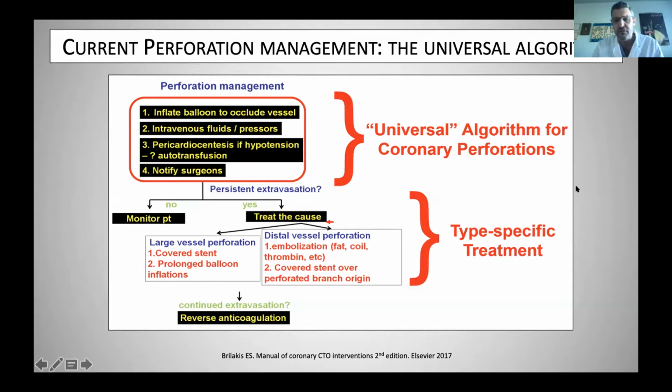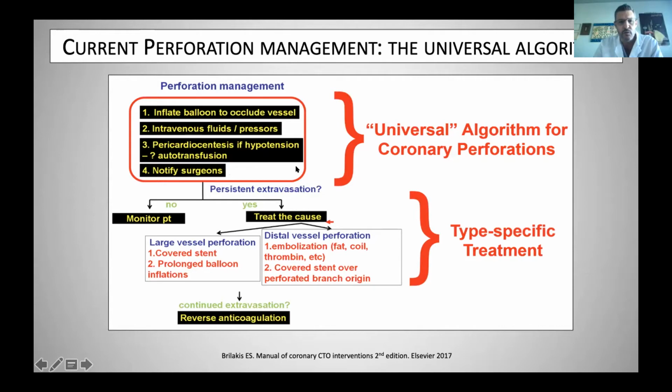There also exists a dedicated universal algorithm that was recently developed by Manos Brilakis, and it consists of two different steps. The first is a universal algorithm for each coronary perforation, and the first step is, of course, to inflate a balloon to occlude the vessel and, if needed, to administer intravenous fluid, perform pericardiocentesis, and notify the surgeon. This last step is not really necessary, in my opinion, because when we have this kind of complication, we should be able to solve it in our cath lab.